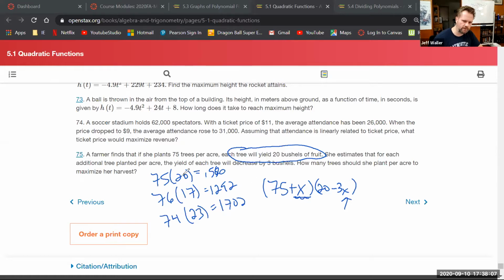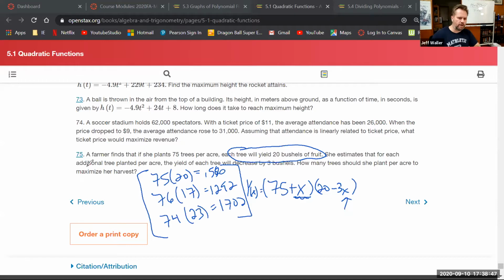That's why this went down by 3 when I increased by 1, and it went up by 3 when I decreased by 1, because it's 3 times the change in the trees. Let me stop for a minute. So now you see me doing this playing around actually helped me figure out how to set this up. This goes up by 1, this goes down by 3. This goes up by 2, this goes down by 6. So this goes up by x, this goes down by 3x. And that is my function. I'm going to call it my y of x, my yield function.